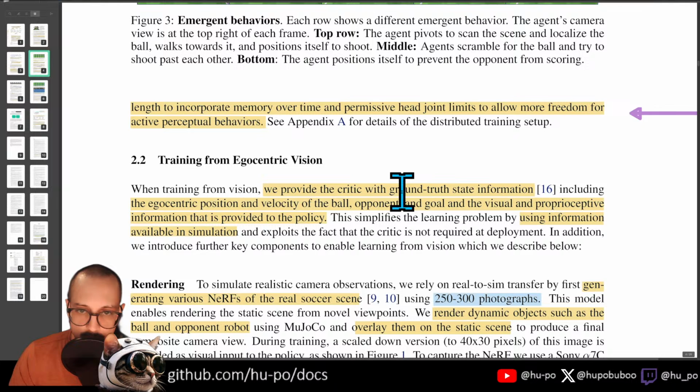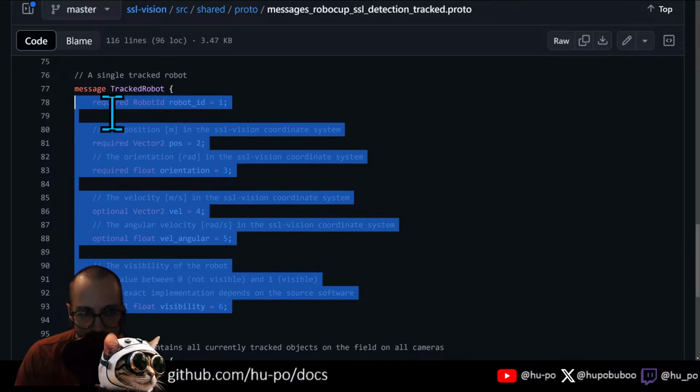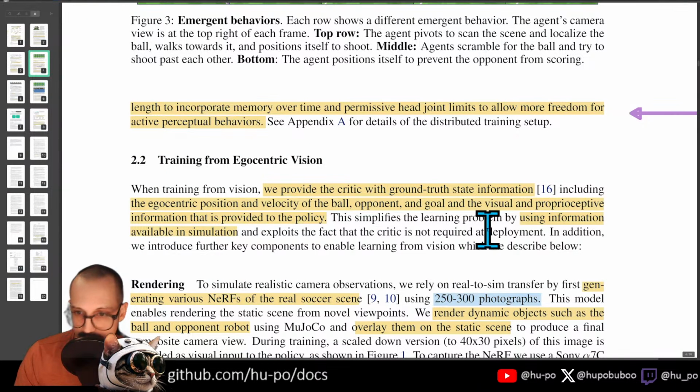We provide the critic with ground truth state information, including the egocentric position and velocity of the ball, the opponent, and the goal, and the visual and proprioceptive set of information that is provided to the policy. Okay, so they're cheating a little bit, but they justify their cheating. If you remember, I was talking about how the impressive thing about this paper is that they don't use explicit state information, right? They're not using the position of every single robot, the position of the ball, the opponent, or the goal. But they're not using that only for the policy, right?